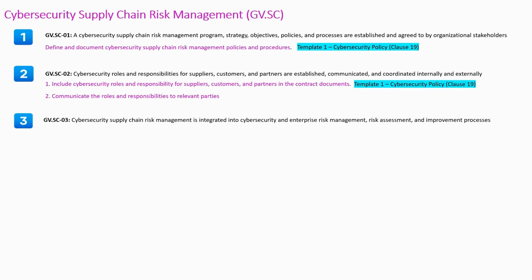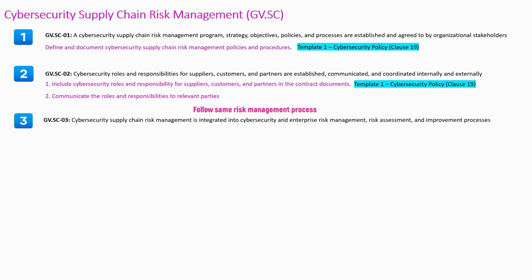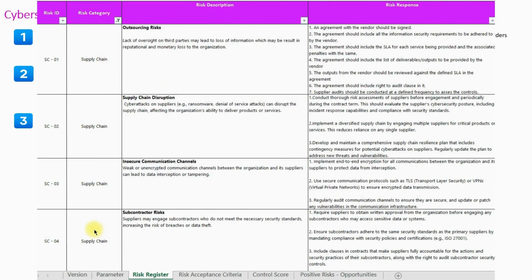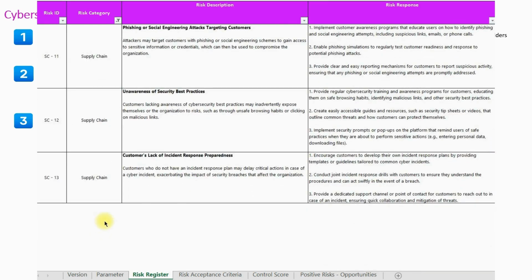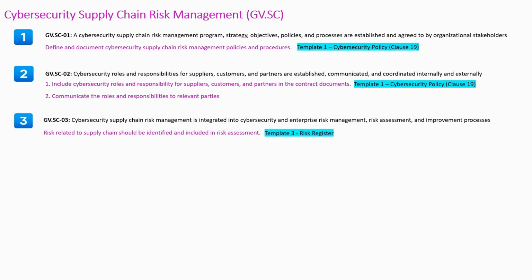The third subcategory requires integration of supply chain risk with overall enterprise risk management processes. To implement this, risks related to the supply chain should be identified and included in the risk assessment. Refer to our template 3, that is the risk register. We have identified a few cybersecurity supply chain related risks. You may like to use the same template and modify it according to your requirement.